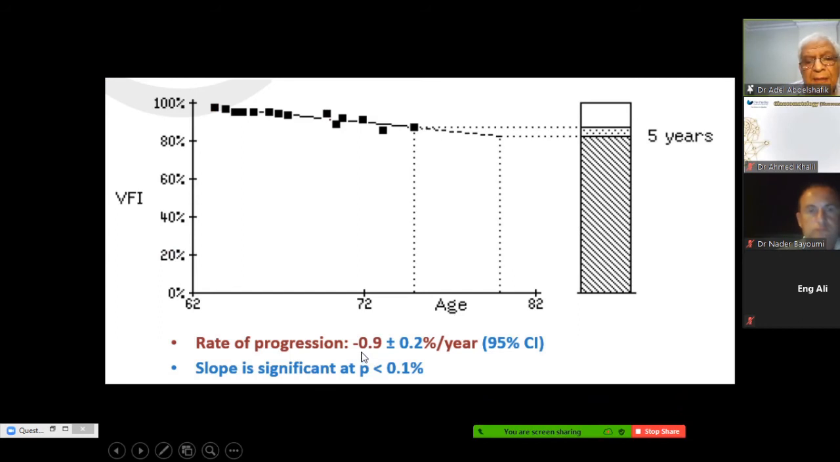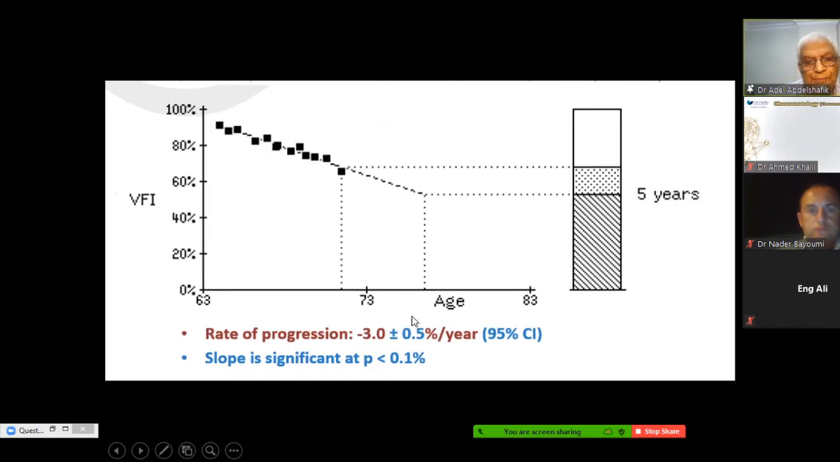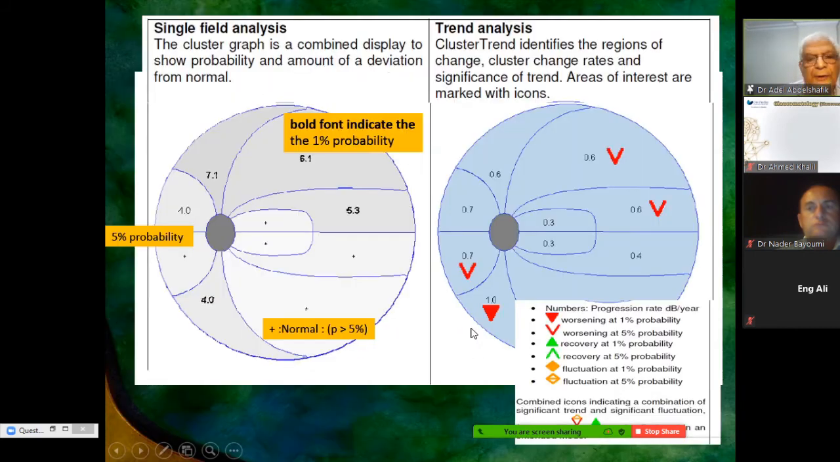In this example, -9 plus or minus 2. So actually we are 95% confident that this curve or this line can be somewhere between -0.7 to -1.1. I just added minus or plus 0.2. Same here. This value can vary between -2.5 to -3.5 by adding minus or plus half to this value.